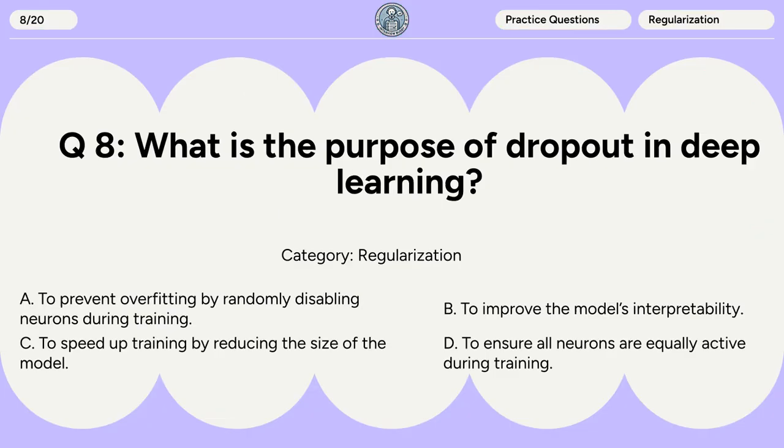Question 8. What is the purpose of dropout in deep learning? A. To prevent overfitting by randomly disabling neurons during training. B. To improve the model's interpretability. C. To speed up training by reducing the size of the model. D. To ensure all neurons are equally active during training.